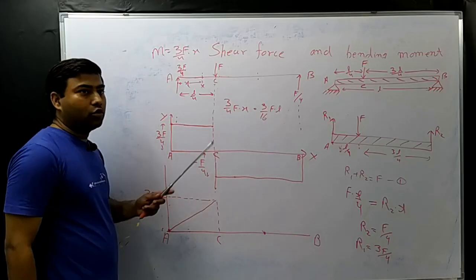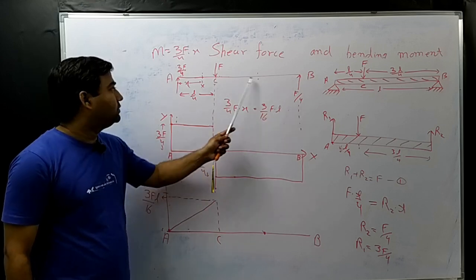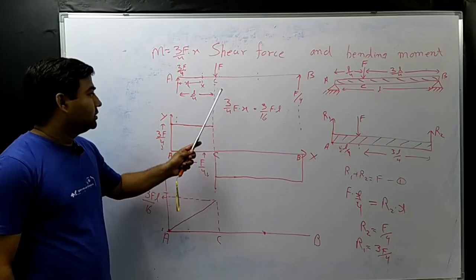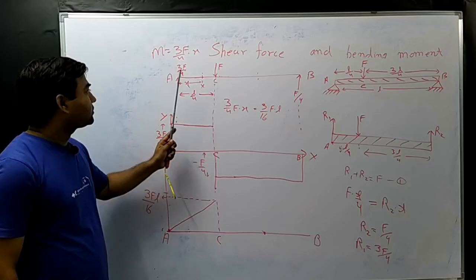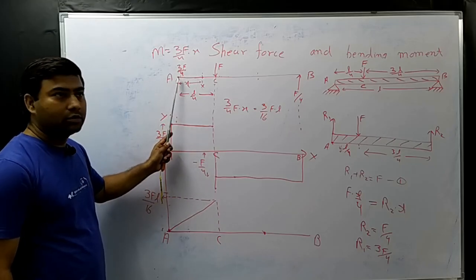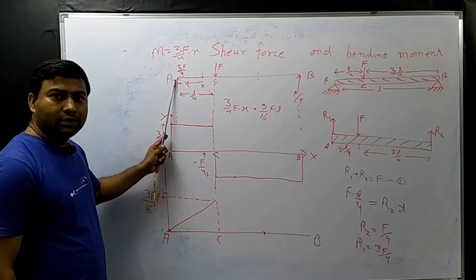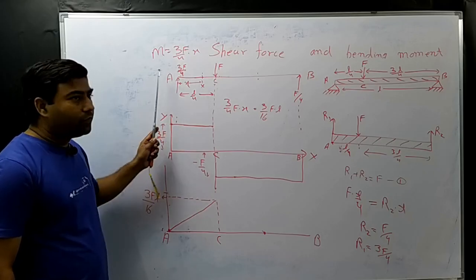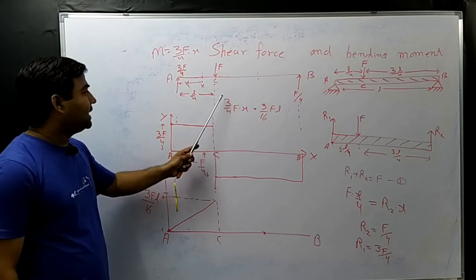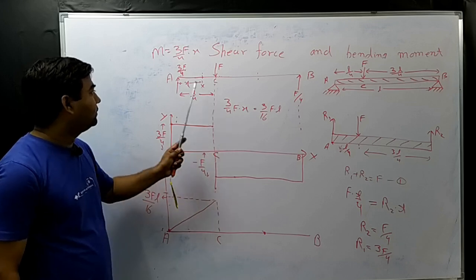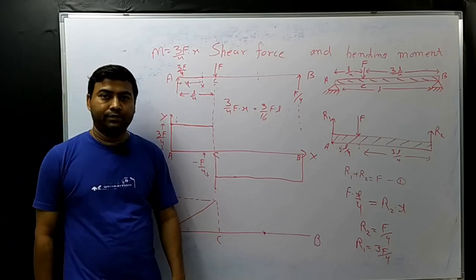So this expression is not valid for points lying between C and B, because between C and B force F has entered. This expression is valid only between A and C, where all leftward forces equal 3F by 4. For all points between A and C, there is only one leftward force, that is 3F by 4. So the sum of all leftward forces will be only 3F by 4 between A and C. Hence this expression, 3 by 4 F into X, will be applicable between A and C only.